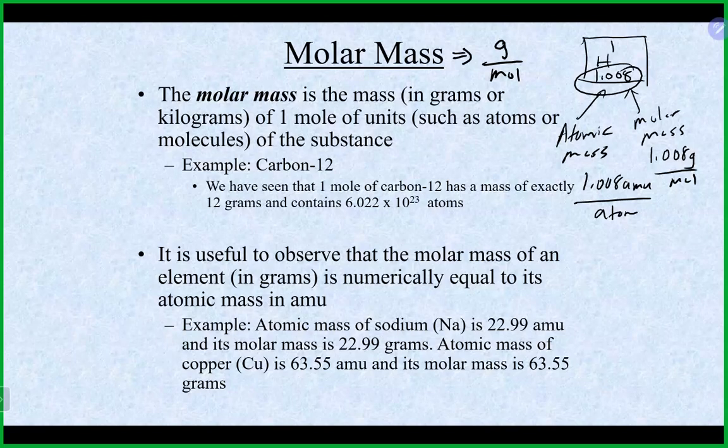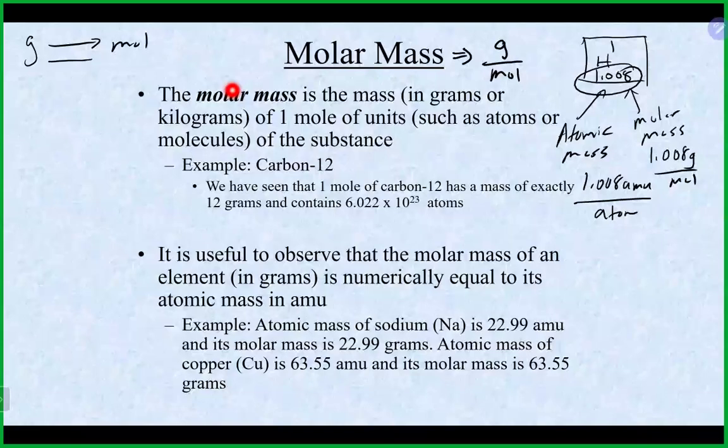It is found from the periodic table. And again, it is numerically equal to the atomic mass in AMU per atom. Once again, same rule applies: we typically only take 4 significant figures off the periodic table when we use that. Molar mass is our conversion to go from grams to moles, or backwards, moles to grams. So that is our conversion factor to do so.